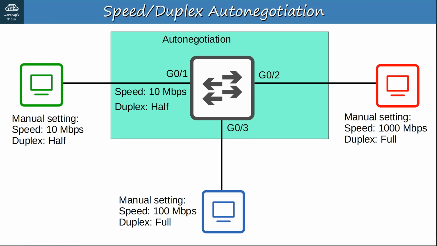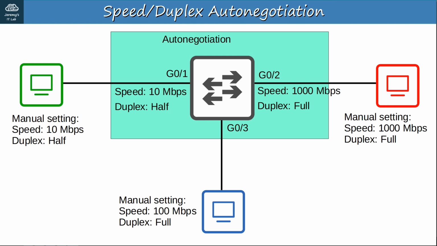Because its speed is 10 megabits per second, it sets its duplex to half duplex. Now, how about G02 connected to the red PC? It senses that the PC is using a speed of 1000 megabits per second, so it uses the same. Because the speed is 1000 megabits per second, it uses full duplex.